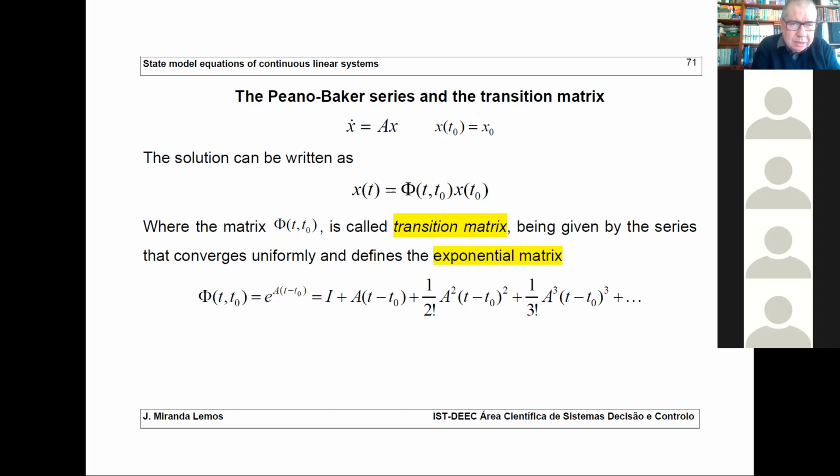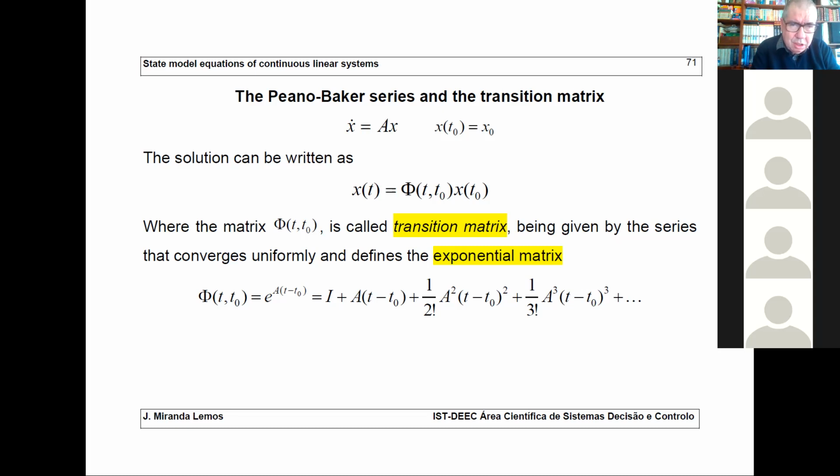Is there any idea to compute the exponential of a matrix? Remember that actually the exponential of a matrix solves the equation. So you can say x of t is the exponential of A times t minus t0 times x of t0. So by observing that the transition matrix or the exponential matrix, that's the same for us, solves the equation, one idea to get a formula for the exponential of a matrix. Do you have any idea? Well, just solve the equation. Methods to solve the equation. How can you solve this equation?